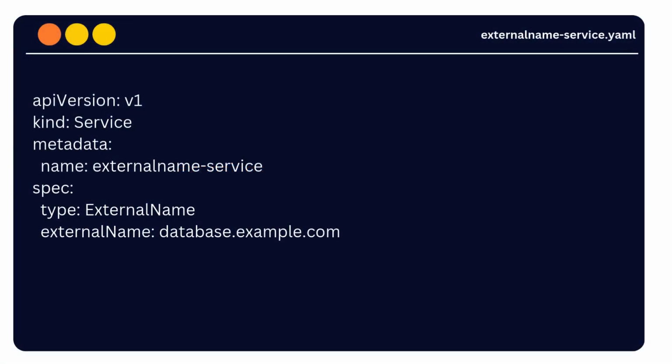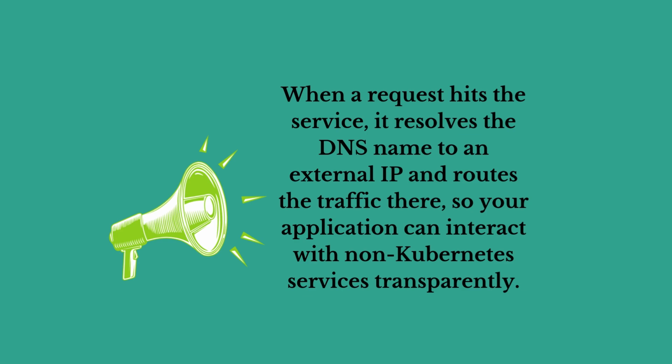So let's look at the YAML file. It will also have the API version, kind, and the metadata will provide a name like external-name-service. And in the spec part, we will have the type as ExternalName. And there is another field called externalName where we provide the URL for the external DNS. And how it works: when a request hits this service, it resolves the DNS name to an external IP and routes the traffic there. So your application can interact with non-Kubernetes services transparently.